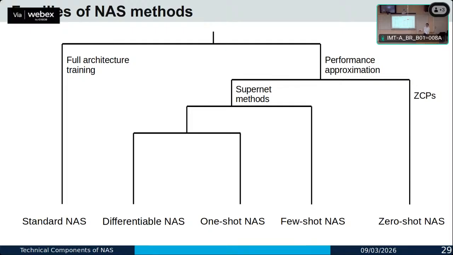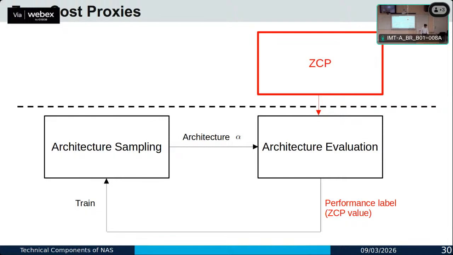First, since it will be useful for all of our contributions, I will define the idea of the zero-cost proxy. So what is a zero-cost proxy? It is the idea that architecture evaluation can be bypassed by using some theoretical metric that describes innate properties of the model at initialization, which means that we never actually train the model. And in the pipeline, this metric would directly replace the performance label that would otherwise be the architecture training.